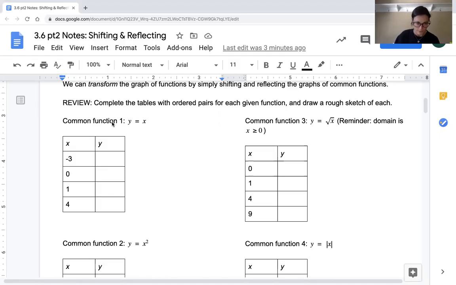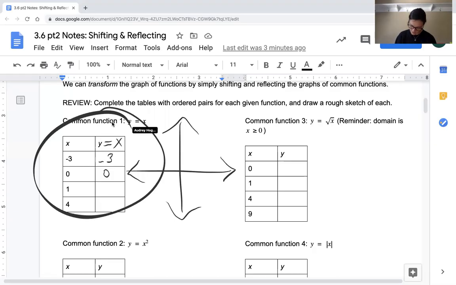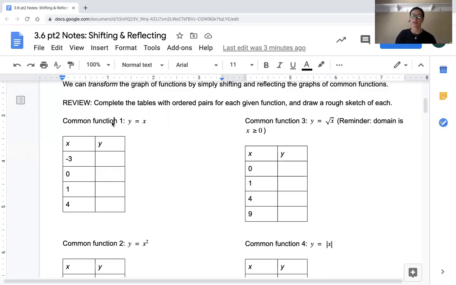For example, y equals x. So I gave you some x values for this, and then we know that y is equal to x. So like -3, -3, 0, 0, 1. Well, I'm not going to do the whole thing for you. I want you to fill out the table and then draw a little coordinate plane, probably nicer than that one. That one looked pretty bad, and graph the points from the table and get a rough idea of what these 4 common functions look like. Again, they should be familiar to you. This is stuff that you've definitely gone over before in Algebra 1.